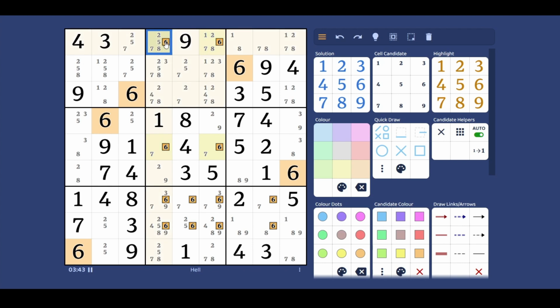So if a 7 was in one of these cells, it would force a 6 to be in the other one, and then we would be completing that deadly rectangle pattern, which we must avoid. So what we can deduce from that is 7s can be eliminated from both of those cells.